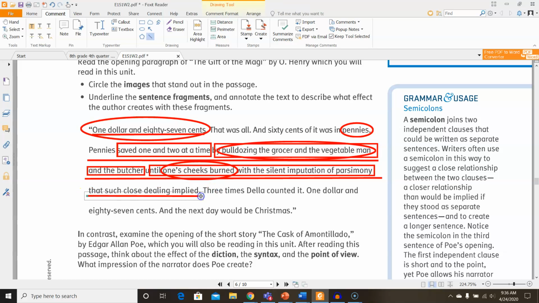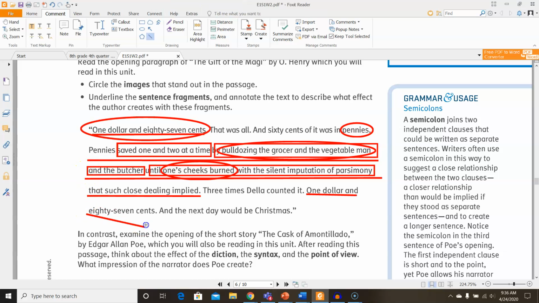"Three times Della counted it." So we have our subject, which is Della, and what is she doing? She's counting. So that one's a complete sentence. "One dollar and eighty-seven cents." Well, we already said that that's not a complete sentence, so I'm going to go ahead and underline that again.